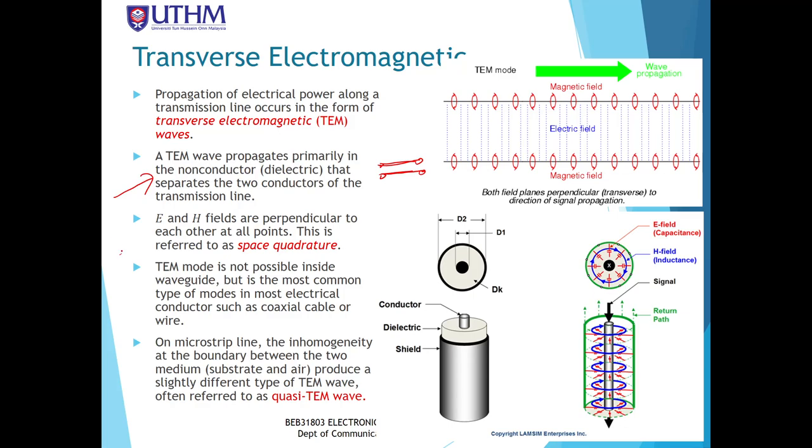E and H fields are perpendicular to each other. So we are talking about the electric field and also the magnetic field. Remember that transverse electromagnetic consists of the electrical field and also the magnetic field, where both of these are perpendicular to each other. So their directions are perpendicular to each other. This is referred to as space quadrature. This is just a term to describe the angle of the propagation of the E and H fields. So TEM mode is not possible in the waveguide. So kita tak boleh menggunakan TEM mode dalam waveguide. So waveguide is only specific for TE mode and also TM modes only.